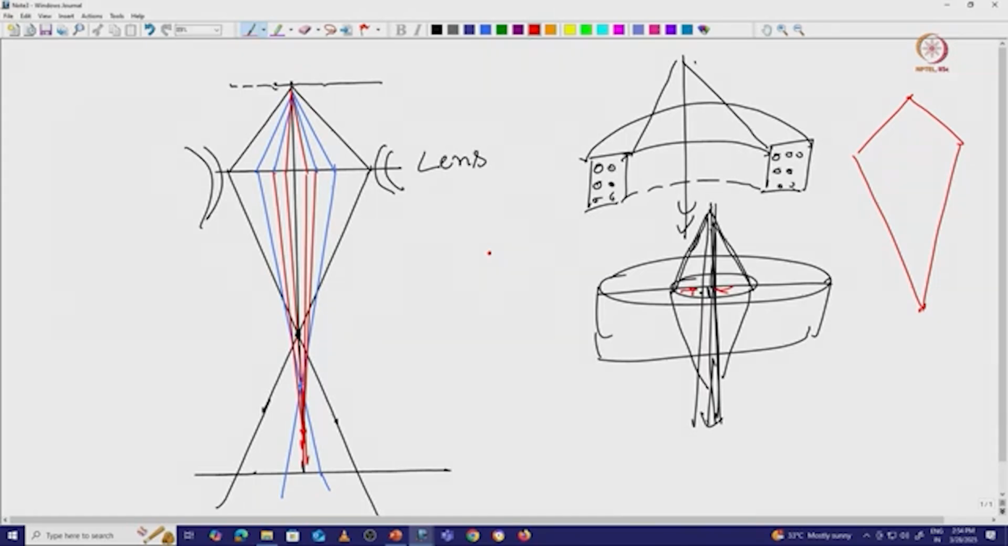Now if we draw an imaginary plane here, what will we get? We will get some kind of disc diameter, right? So it will not be a single point anymore, it will be some kind of diameter. So when we try to image a point, we will not get a point, we will get some kind of disc. That is because of the spherical aberration of the lens. How do we determine the spherical aberration? Generally spherical aberration is denoted by CS.